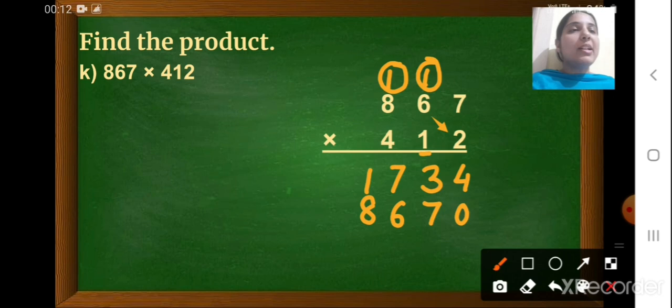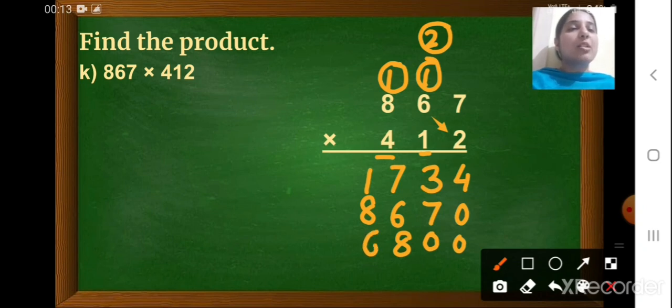Now how many zeros children? Yes, 2 zeros. Why 2 zeros? Because now we are going to multiply the multiplicand by 4 hundreds. So 2 zeros and now we will just multiply. So 7 fours are 28. So 8 we will write here and 2 will be carried over to the next place. Now 6 fours are 24 plus 2, 26. So 6 we will write here. 2 will be carried over to the next place. Now 8 fours are 32 plus 2, 34.